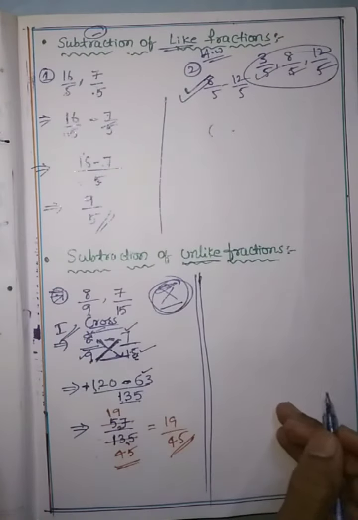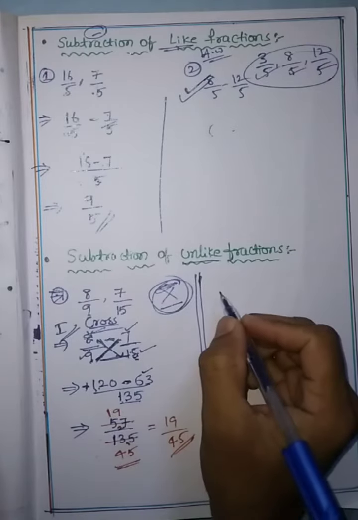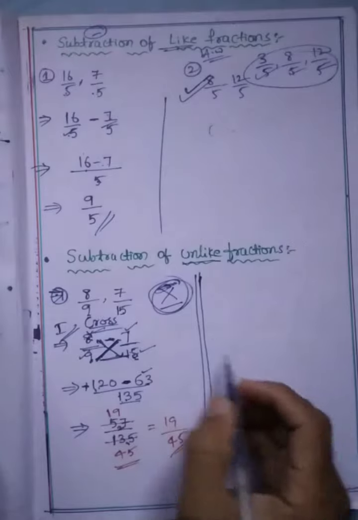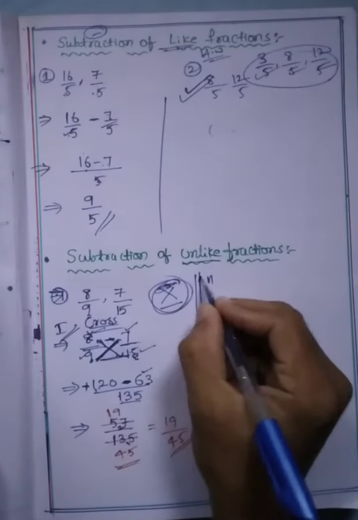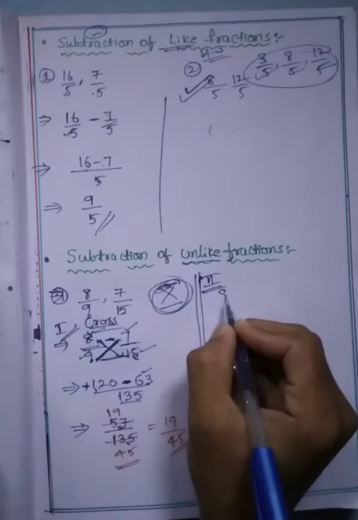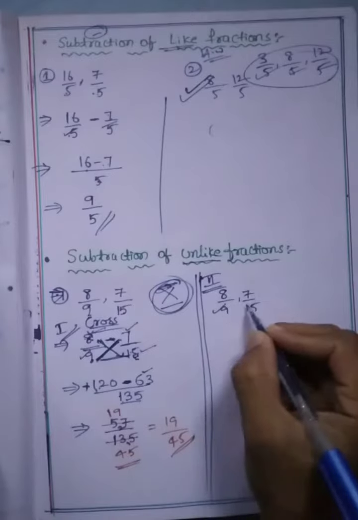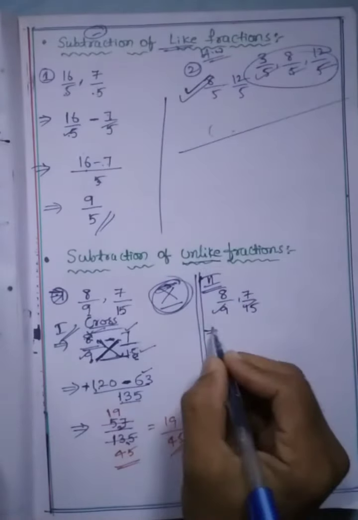So now by taking which method? LCM method. Take the LCM of the denominators. Just observe, same problem by using second method. 8/9, 7/15. Take the LCM of the denominators. So there is no sufficient space.